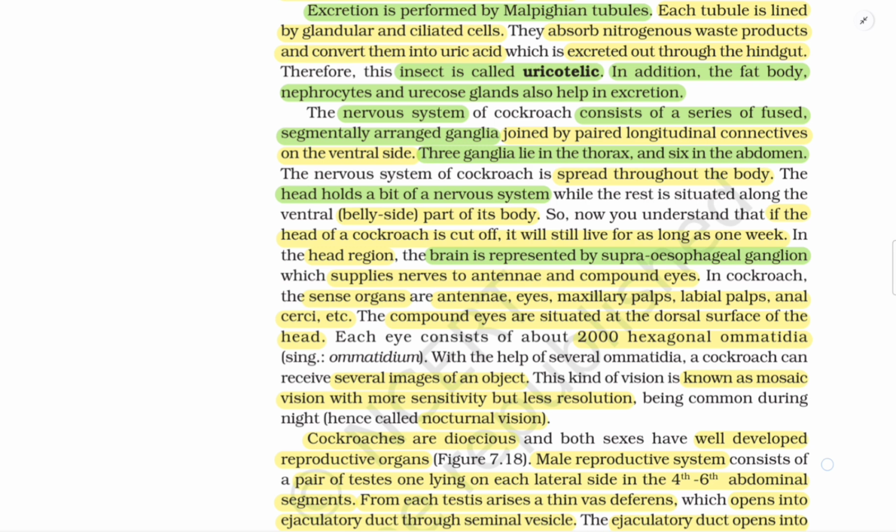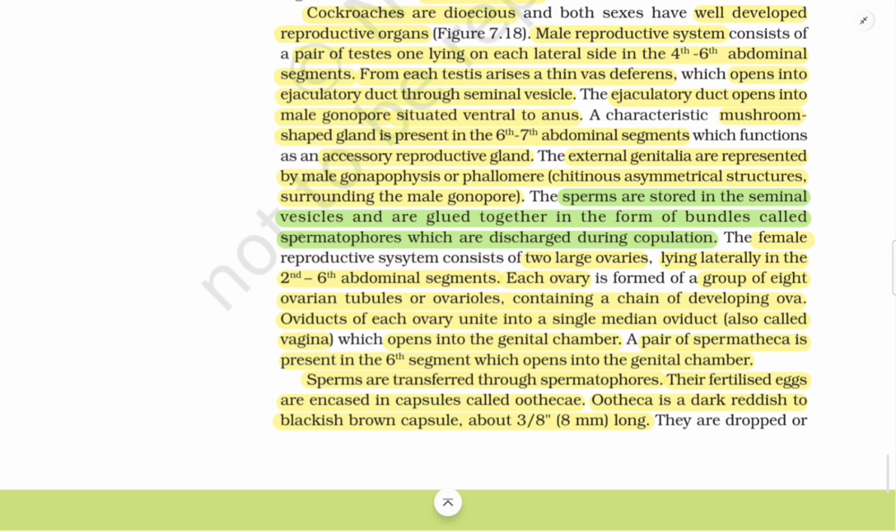being common during night, hence called nocturnal vision. Cockroaches are dioecious and both sexes have well developed reproductive organs, figure 7.18. The male reproductive system consists of a pair of testes, one lying on each lateral side in the 4th to 6th abdominal segments. From each testis arises a thin vas deferens, which opens into the ejaculatory duct through the seminal vesicle. The ejaculatory duct opens into the male gonopore situated ventral to the anus.